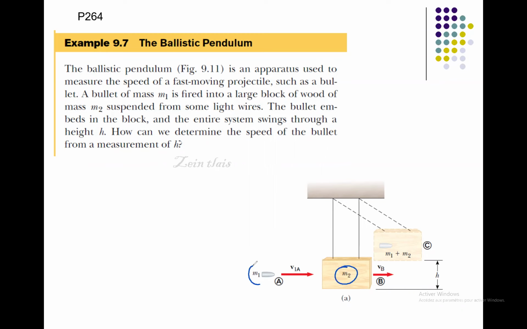We have m1 and m2. m1 is fired toward m2. m1 enters and embeds inside m2, and m1 and m2 continue to move up together. Here we can say directly that we have a perfectly inelastic collision, because m1 and m2 continue to move together.